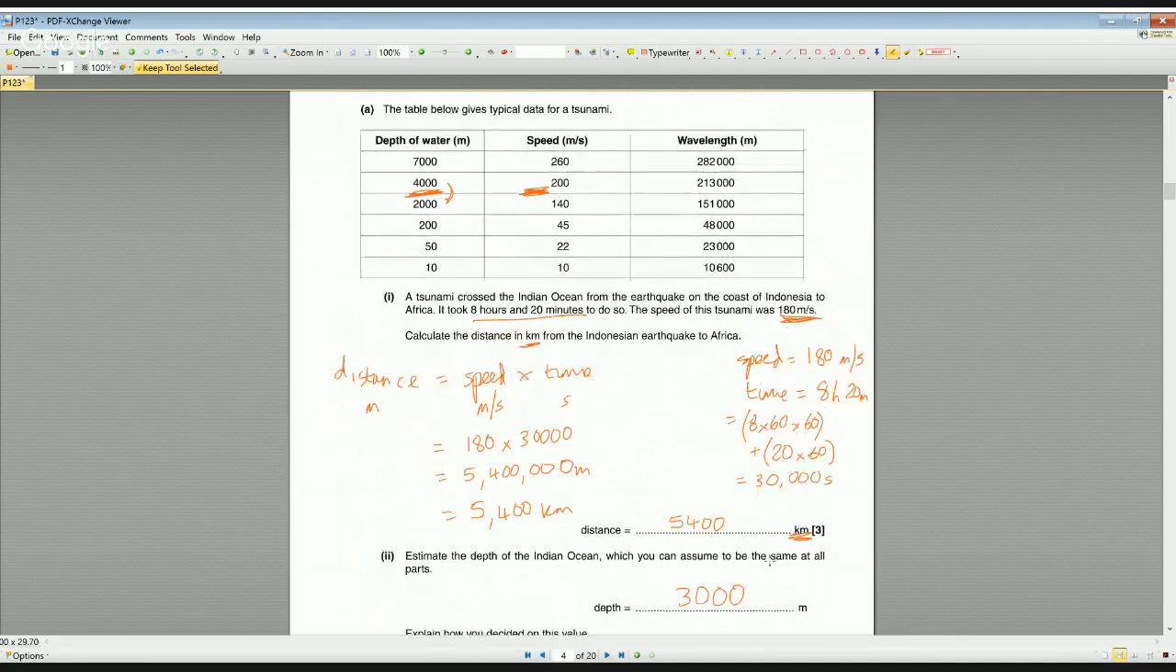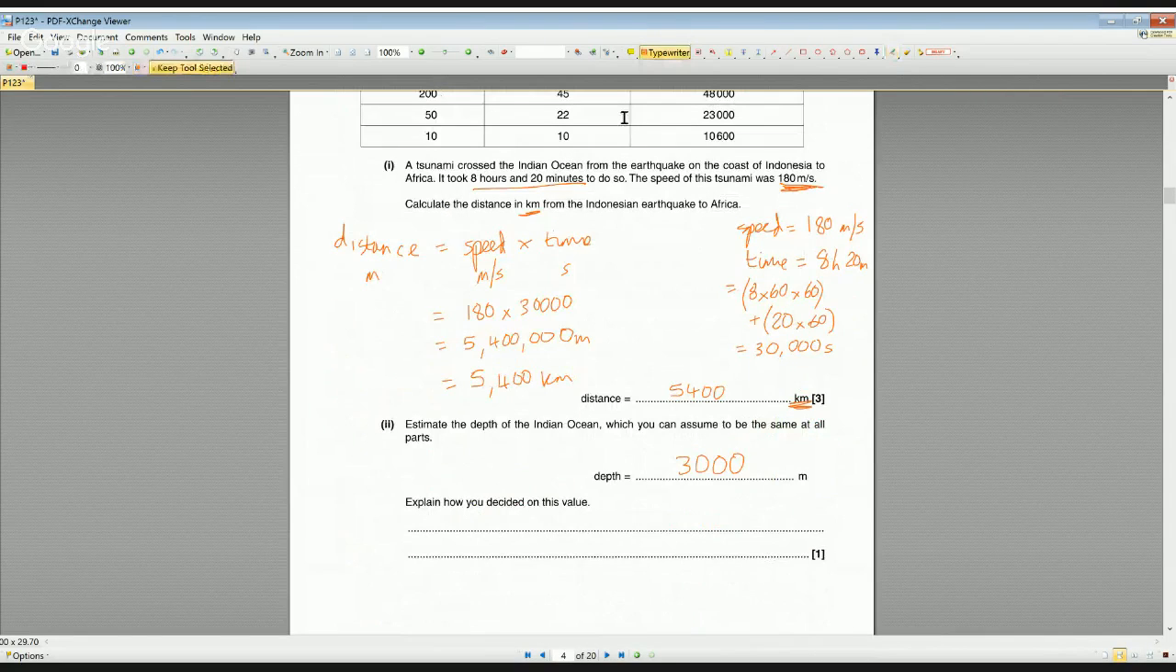The mark actually here isn't for saying 3,000 meters. The mark is for the explanation. What I'm going to say is, using the table, 180 meters per second means that the depth must be between 2,000 and 4,000 meters. That would be enough to get you the mark there.